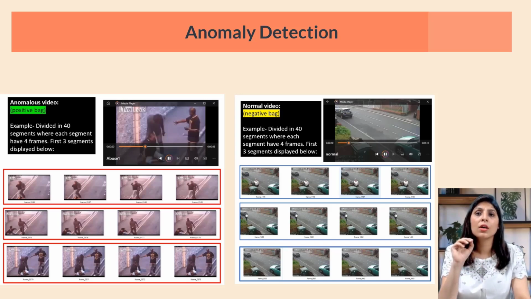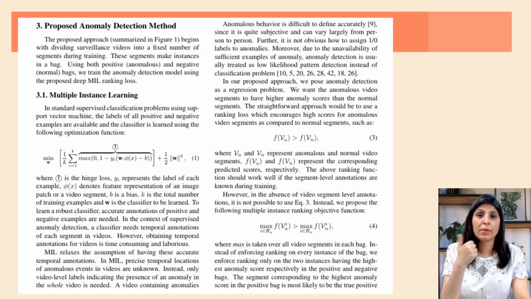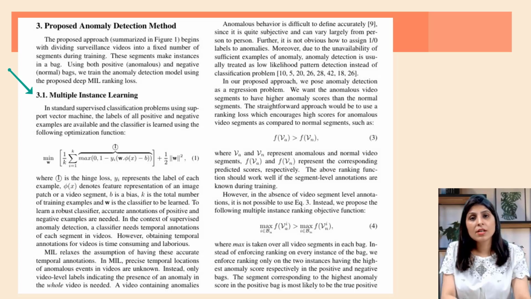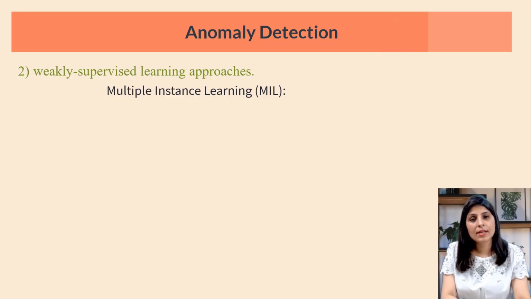This labeling is called weak supervision because it is not as detailed as segment level annotation. This technique is called multiple instance learning. This MIL has gained attention from many researchers in the field of video anomaly detection recently. For example, you can see in this paper, the paper which we are going to implement today, that they have used MIL. Let's understand what multiple instance learning is.